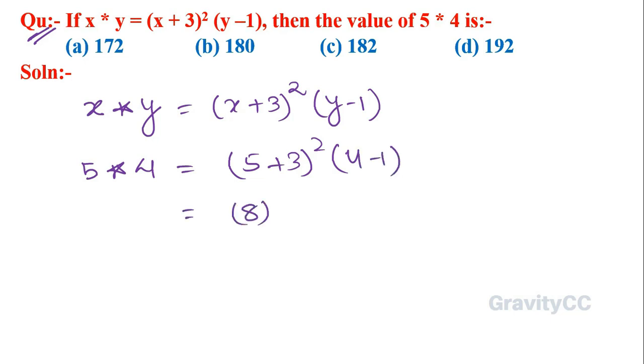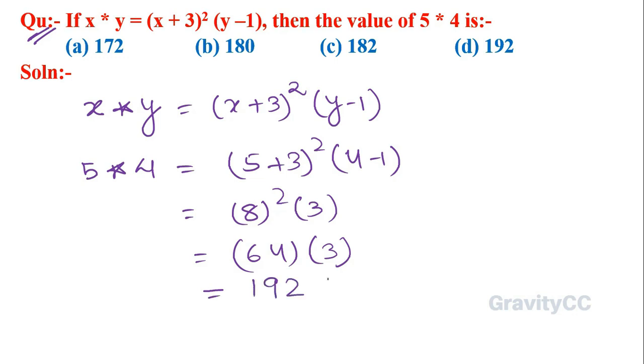5 plus 3, 8 whole square into 3. So 64 into 3, and 64 3 is 192. Answer. So option D is the correct answer.